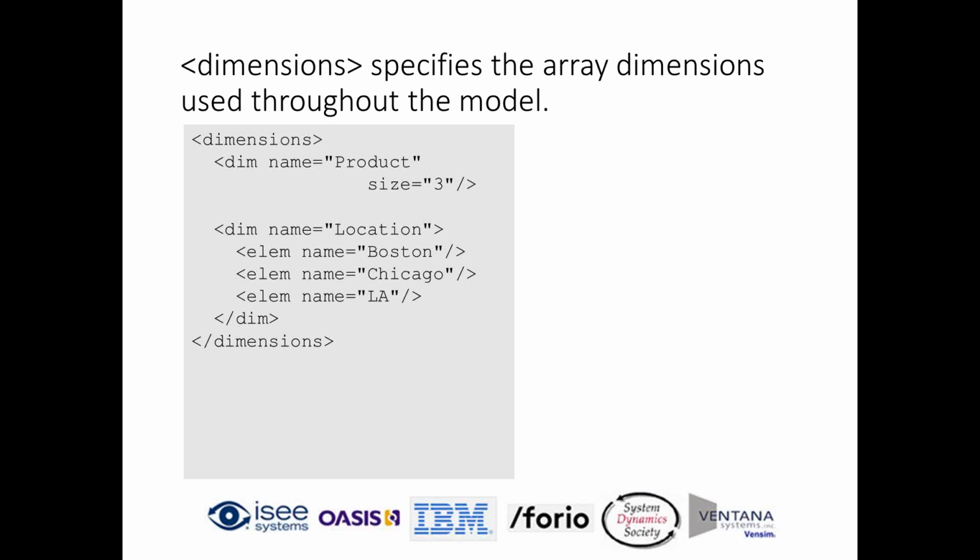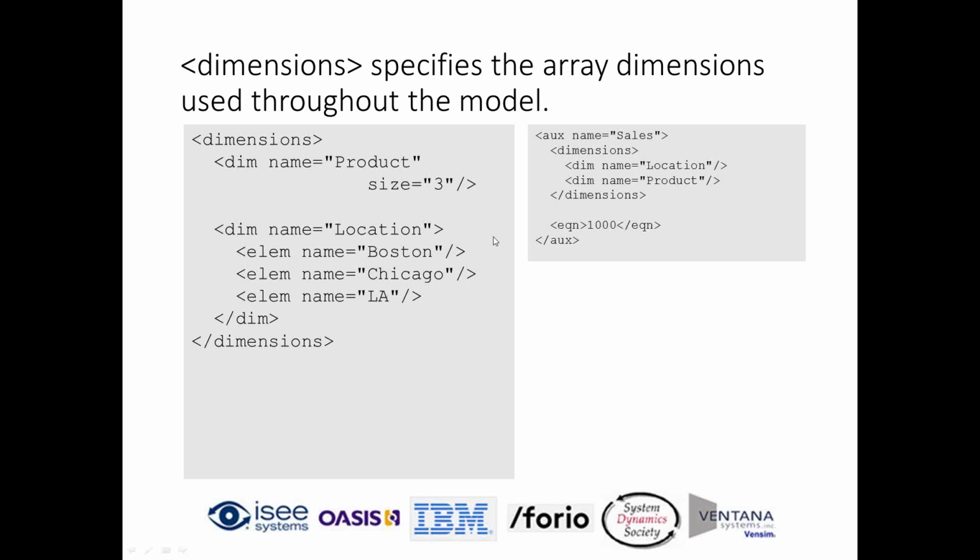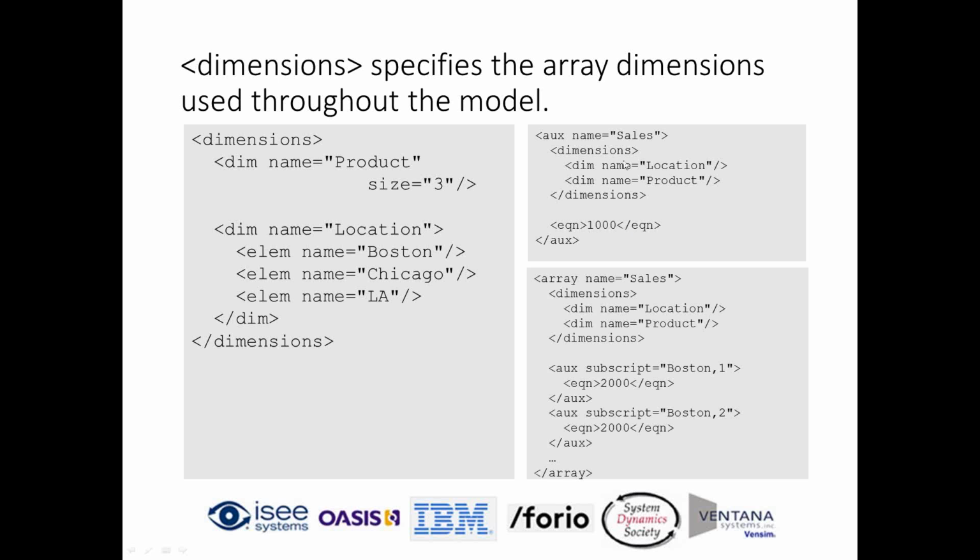Similarly, with arrays, you have dimensions at the top of the model, where here I have an integer dimension, product, which is 1, 2, 3. It starts with 1. And an enumerated dimension, location: Boston, Chicago, LA. I can specify an auxiliary that has location by product, so it's a 2-dimensional array, and I have an equation. This equation is applied to every element of the dimensions. Or I can do a list of every single subscript combination, Boston 1, Boston 2, Chicago 1, Chicago 2, LA 1, LA 2, and give different equations for each combination of subscripts.